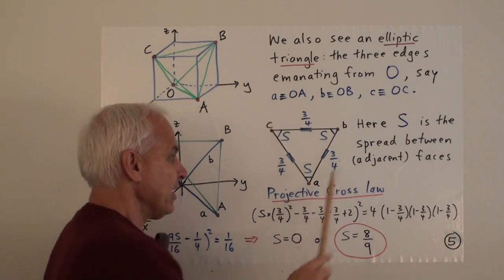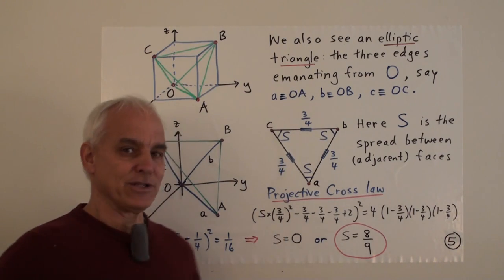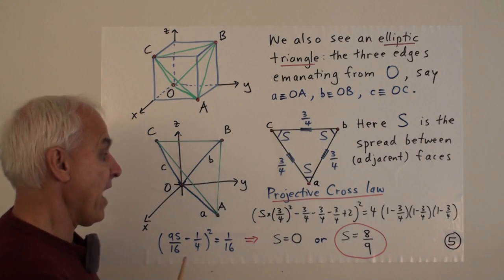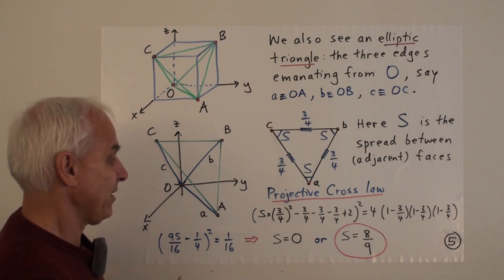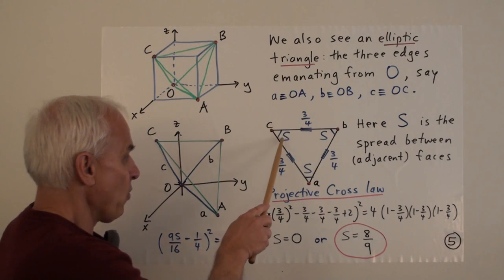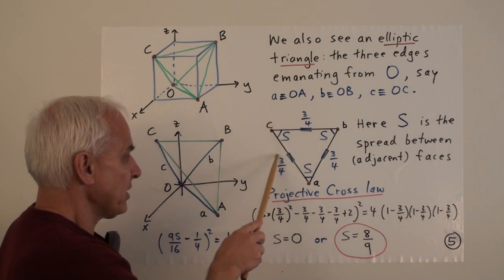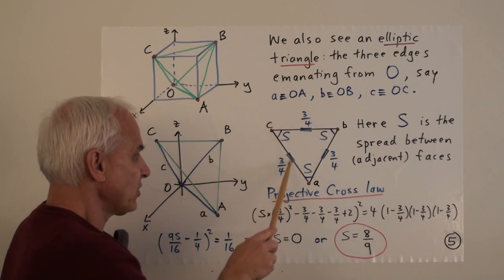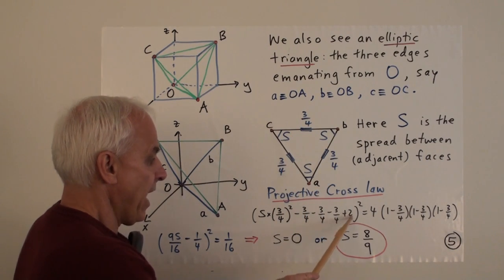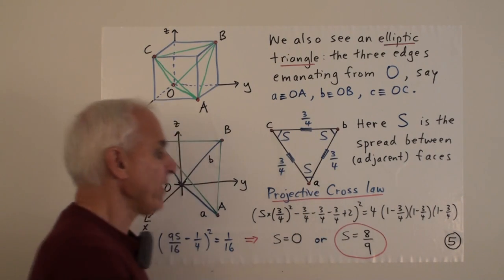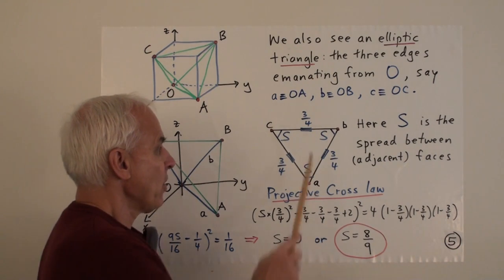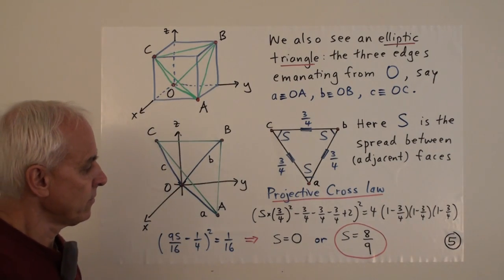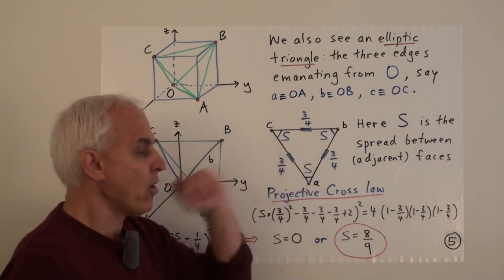Okay, so in the elliptic situation there's a projective cross law which basically controls the whole story, and it's a little bit more complicated than the affine situation. Here's what it looks like in this particular case. We take one of these S's, we multiply by 3/4 and 3/4, so S times (3/4) squared, and then we subtract this quadrance and this quadrance, add 2, and square all of that. That should be equal to 4 times (1 - 3/4), (1 - 3/4), (1 - 3/4). That's a quadratic equation then in this unknown capital S.